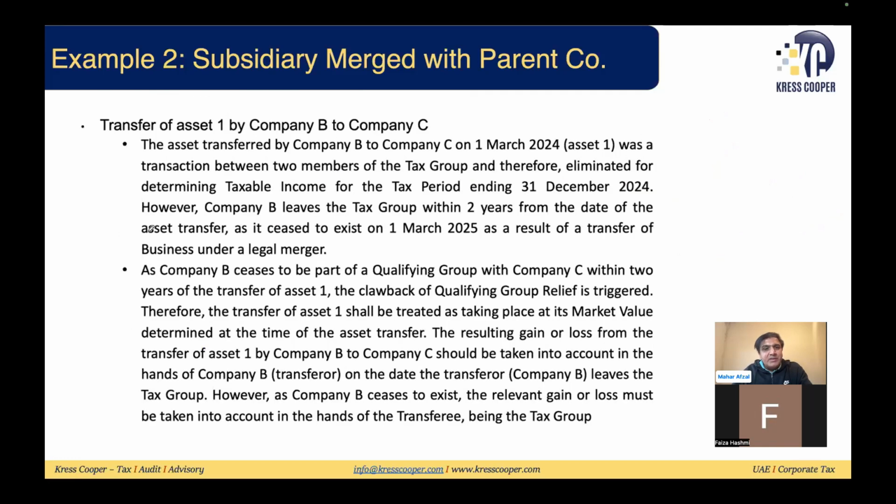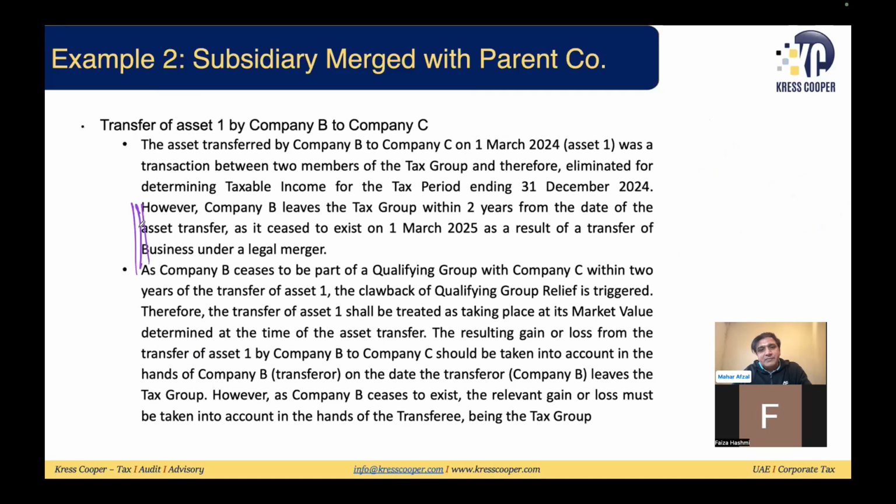So, transfer of assets from B to C. The asset transferred by B to C in March was a transaction between two members of the tax group, therefore eliminated for determining taxable income for the tax period. Okay, this is very fine. It will be eliminated. There's one more condition, the basic clawback clause, that we have not discussed till now.